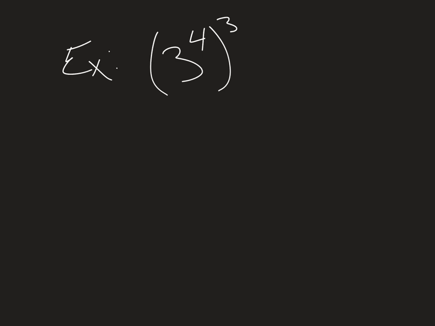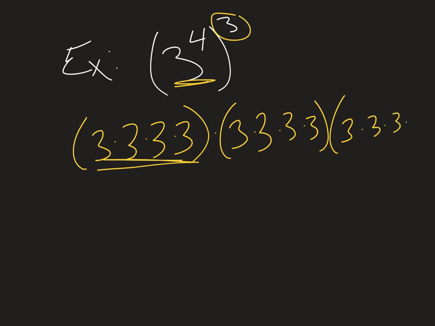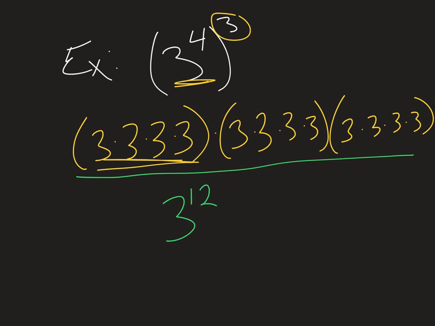So what I have here is 3 to the 4th power to the 3rd power. If we look at 3 to the 4th power, that means we have 3 times 3 times 3 times 3. And then we're taking that to the 3rd power. So I'm taking this thing times itself 3 times. So again, 3 times 3 times 3 times 3, and then once more. Now, if I'm looking at this whole expression, I'm thinking to myself, there's 12 3's here. So this would also be 3 to the 12th power.